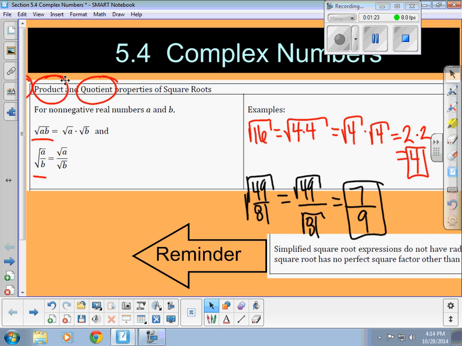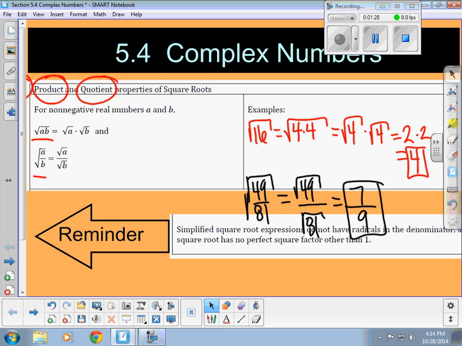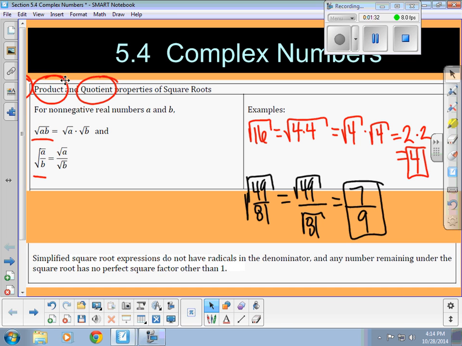One reminder is that simplified square root expressions do not have radicals in the denominator, so no square roots in the denominator. And any number underneath the square root sign has no perfect square factor other than 1. So make sure you factor everything out.